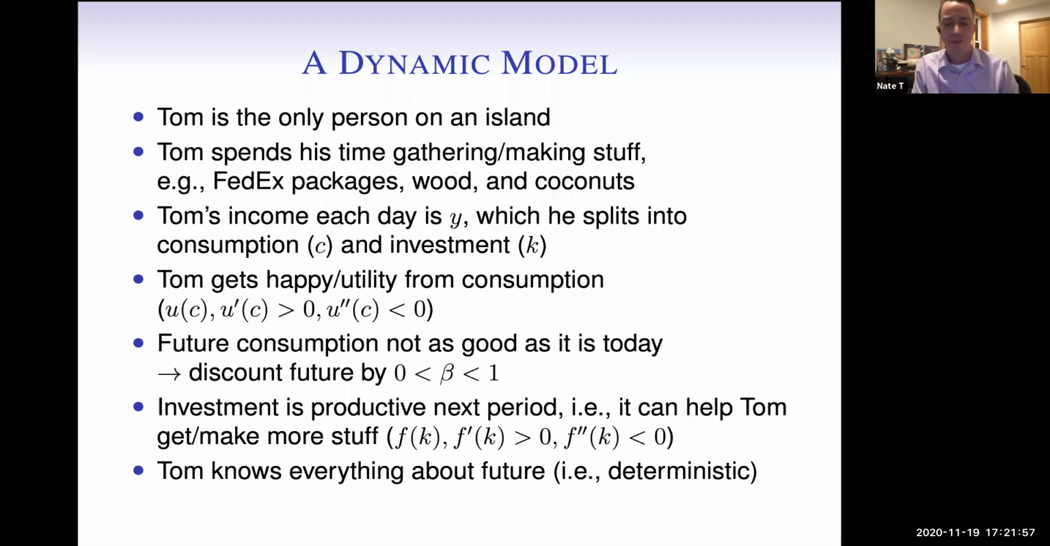And then in terms of the deterministic versus stochastic side of this model, I'm going to say Tom knows everything. He's all knowing, and so the model is deterministic. There's no randomness. There's no uncertainty. Tom is just amazing. So here we've got a dynamic model set up in words, and I'm going to show you some equations to describe this model.